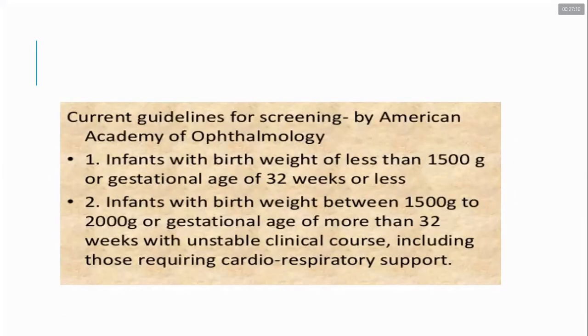Current guidelines for screening by the American Academy of Ophthalmology are: infants with birth weight of less than 1500 grams or gestational age of 32 weeks or less, and infants with birth weight between 1500 and 2000 grams or gestational age of more than 32 weeks with an unstable clinical course, including those requiring cardiorespiratory support. So these infants should be screened for ROP.